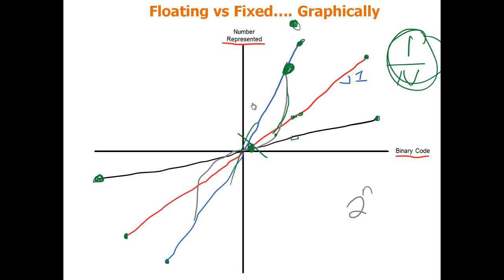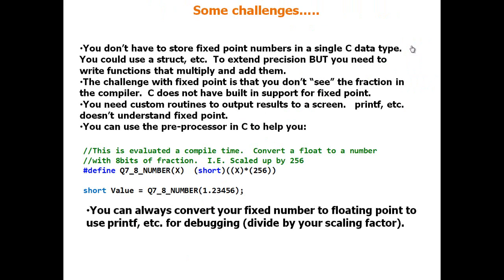So now, lastly, some challenges you have with fixed point numbers. We have C data types, all right? Those are 8, 16, 32-bit, 64-bit numbers. You don't have to use those. You could use a C struct to represent other data types to extend precision, but you need to write special functions to multiply and add them, and that can create a problem.